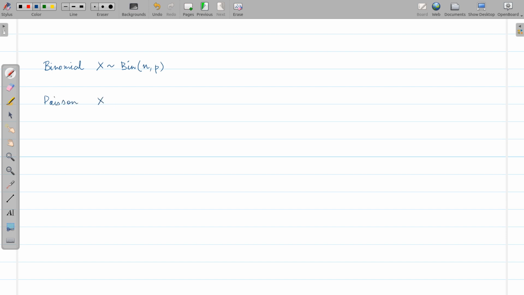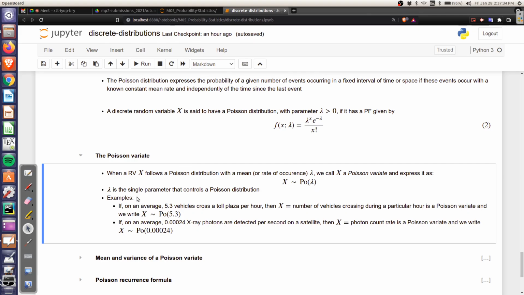So a random variable x is said to be Poisson distributed. Instead of bin we write it as PO, and inside the bracket are the parameters. Because a Poisson distribution is applicable when you don't know the number of trials, we don't know n, and we don't know the probability of success either. All that we know is the mean rate of occurrence. So there's only one parameter. Binomial distribution takes two parameters, while Poisson distribution takes only one parameter, which is lambda, and we write it in this way. So lambda is a single parameter which controls a Poisson distribution.